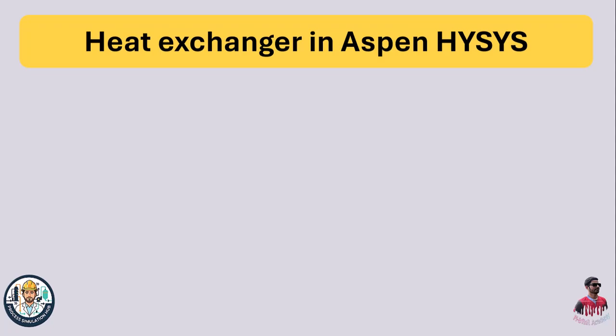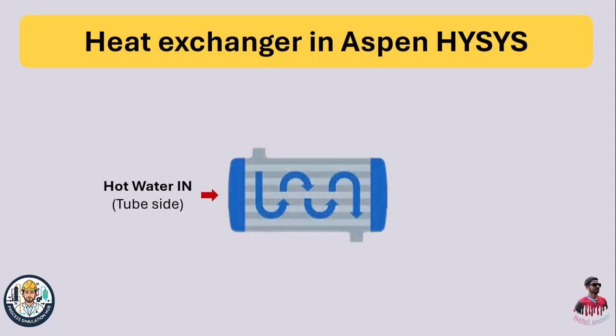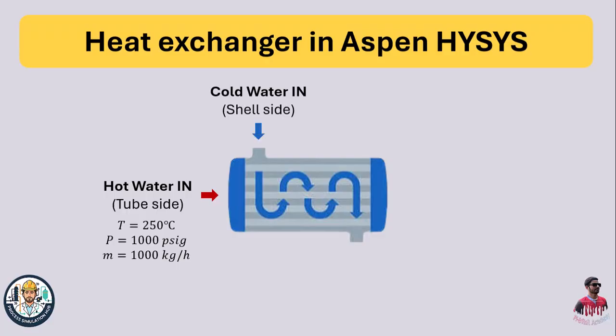In this problem, hot water enters the tube side of a shell and tube heat exchanger at a temperature of 250 degrees Celsius, a pressure of 1000 psig, and a mass flow rate of 100 kilograms per hour. Inside the heat exchanger, it transfers heat to a cold water stream flowing through the shell side. The cold water enters at 25 degrees Celsius and 130 psig.